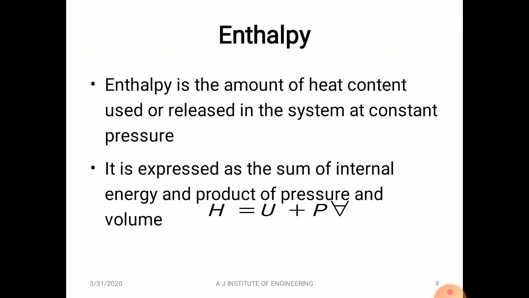Now what is enthalpy? Enthalpy is represented by capital letter H or small letter h. It is defined as the amount of heat content used or released in the system at constant pressure. It is expressed as the sum of internal energy and the product of pressure and volume. There is an alternate definition for enthalpy: H equal to U plus PV, as it is a summation of internal energy and the product of pressure and volume. The unit of enthalpy is joule for capital H, and joule per kg for small h.